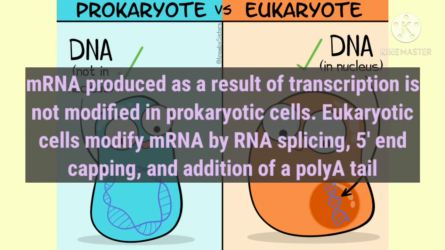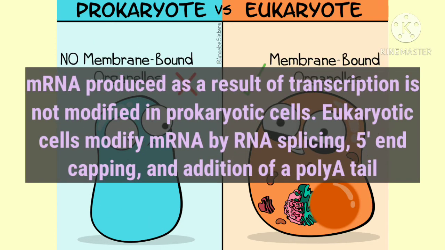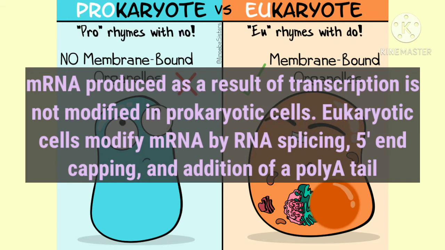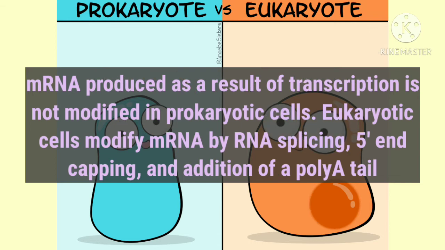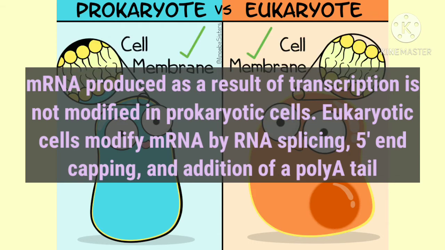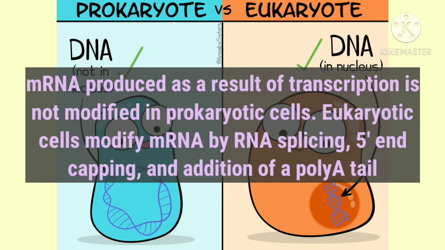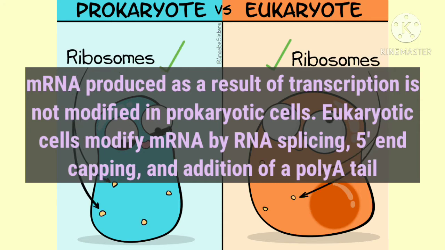mRNA produced as a result of transcription is not modified in prokaryotic cells. Eukaryotic cells modify mRNA by RNA splicing, 5' capping, and addition of a poly-A tail.